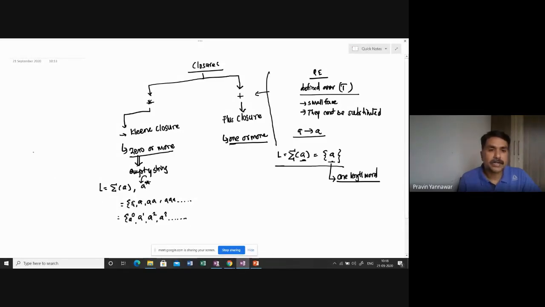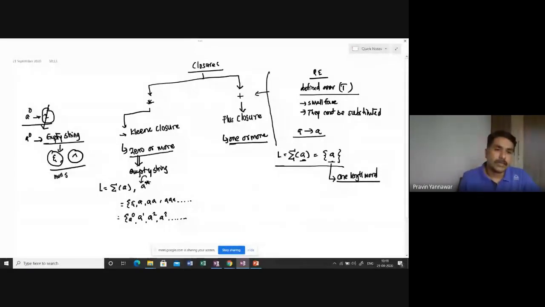Now please try to understand that in the general sense, a raised to 0 is 1. But since 1 is not an allowed letter of the language, a raised to 0 here signifies the empty string. This is a really important concept: the empty string is represented by null. In some books it is referred to as epsilon, in some books as caret. So both represent the empty or null string. So here, zero or more occurrences.